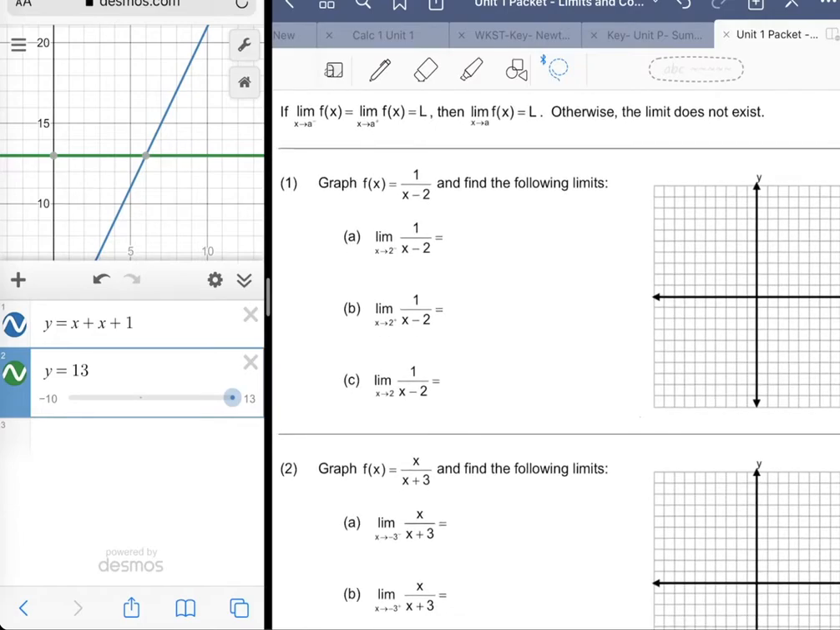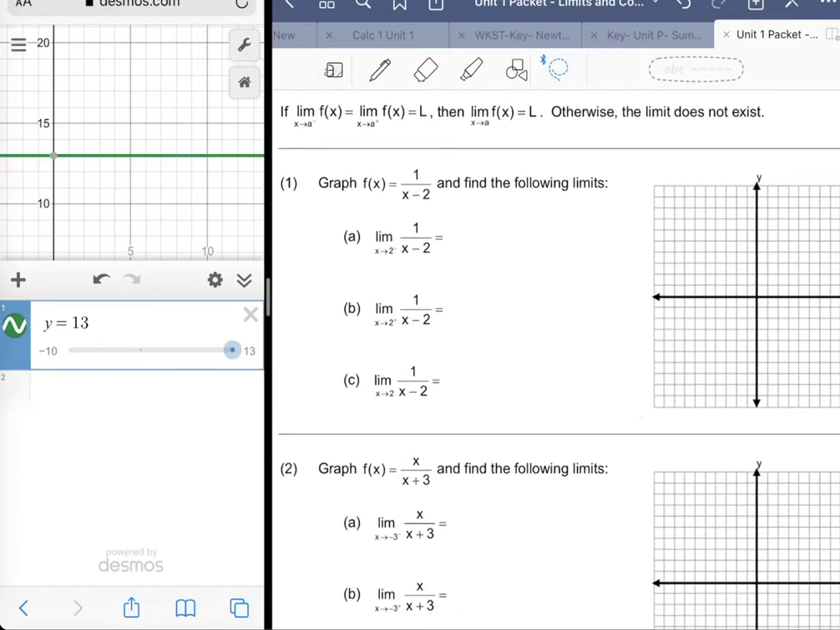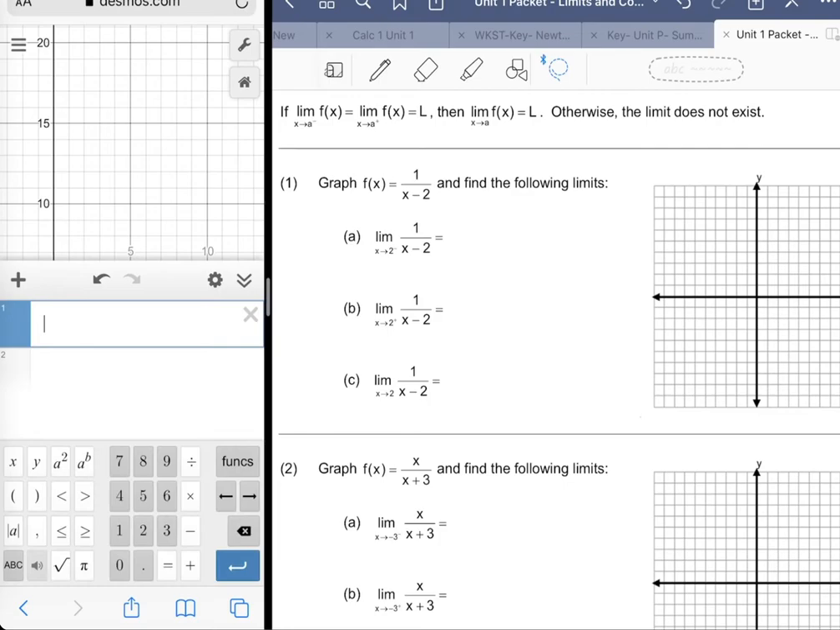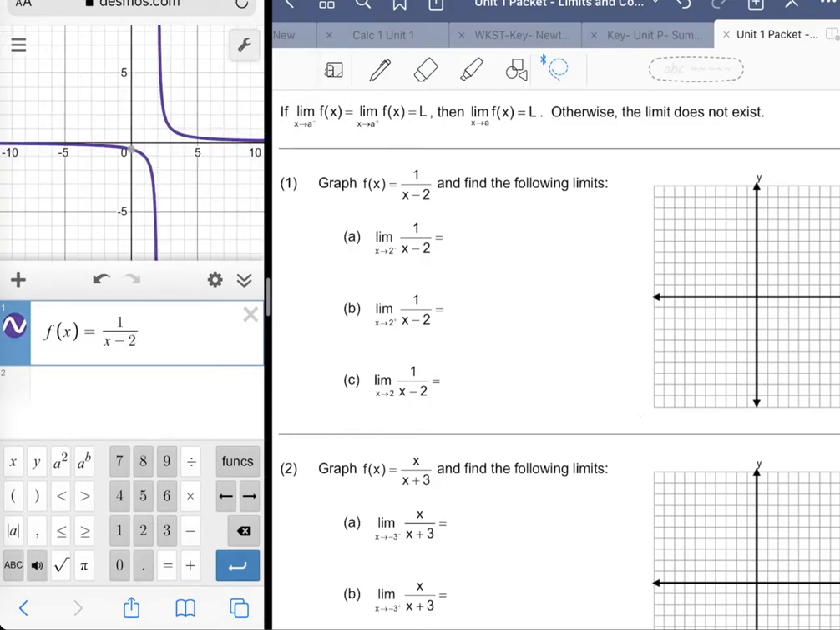In each of these cases, you want to create the graph first before you even get started. I recommend you do that on Desmos, just for convenience. So f of x would be equal to 1 over x minus 2. Now, my window is all out of whack, so I'm going to hit the home icon to get a good looking graph right there.